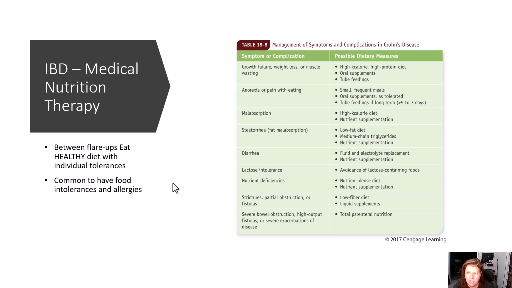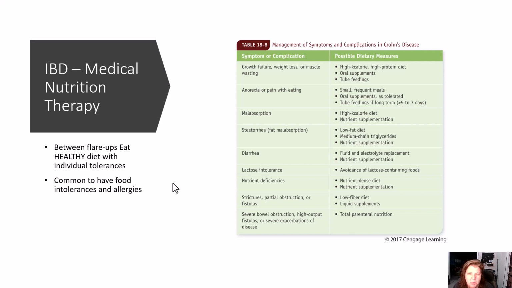Between flare-ups, now this is a condition that lasts your entire life, but you don't have symptoms constantly. So you could go for years with limited to no symptoms, and during those times, we just want them to eat a very healthy diet. But we have individual tolerances because the individual is highly susceptible to food intolerances and food allergies. And this is not unusual because this is an autoimmune disorder, and the food allergies are also an immune response. So it makes sense that we see both of those things together.